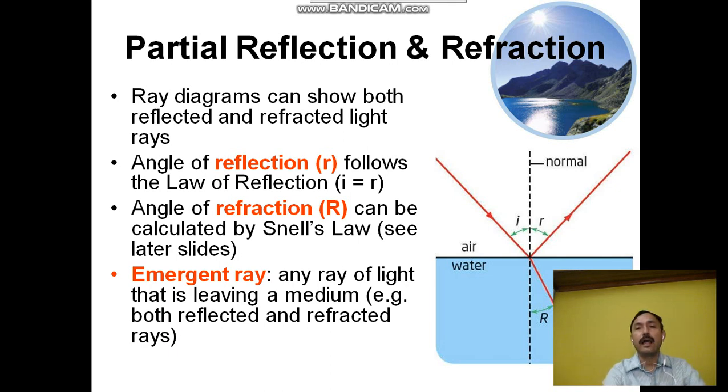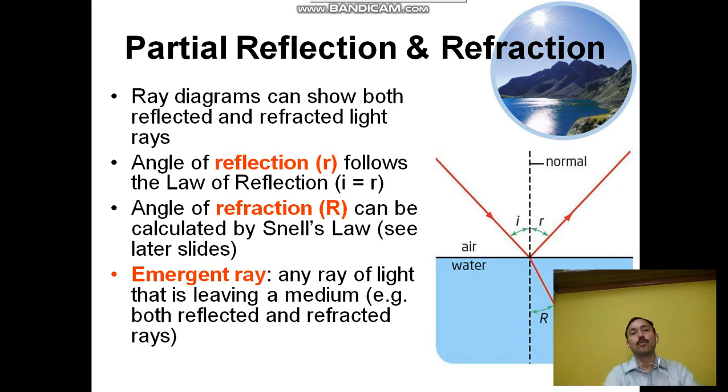Partial reflection and refraction. This is a very good picture. This is the sky. Sunlight is falling onto it. This is the bluish color of the sky we are getting here at the water. Now, when light is falling on the surface between the water and air, some part of the light is reflected and some part of the light is refracted.